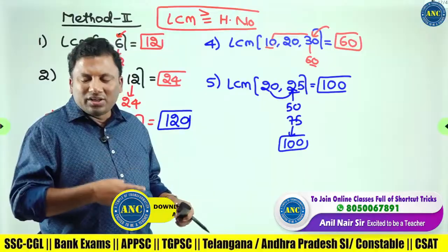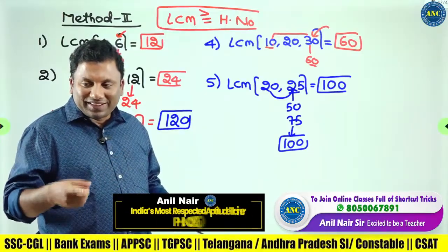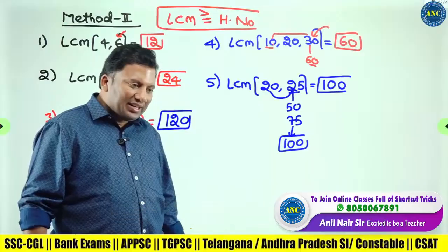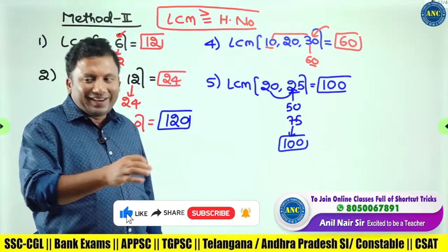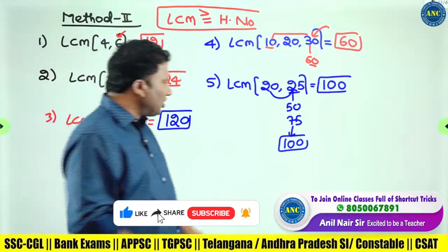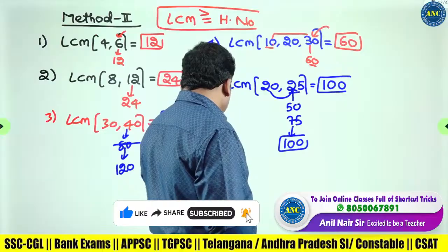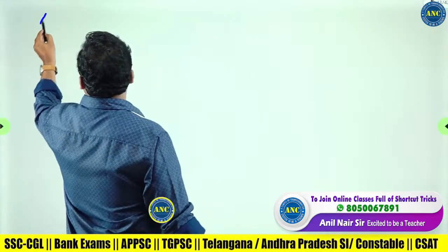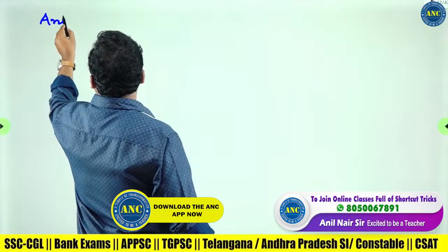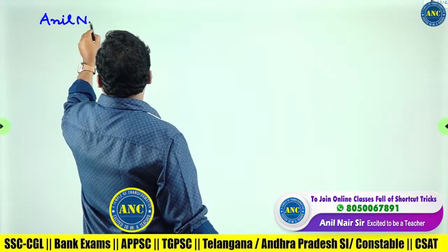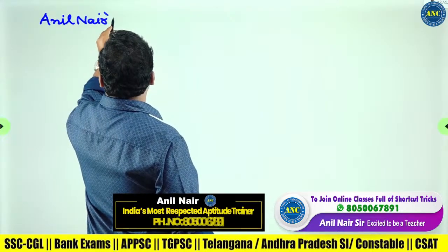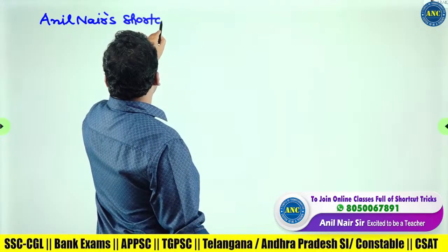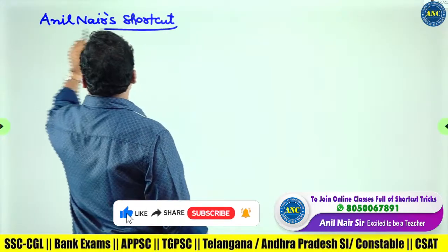That is where method 2 is not the best method. Sometimes you are going deep down, which is taking little time. Now, side heading, write down: Anil Nair's shortcut. This is where you can simplify the problem. You don't need to spend so much time. We will discuss a unique method.